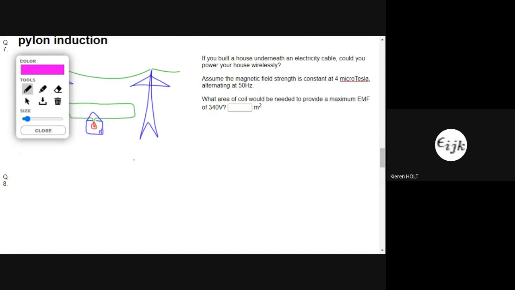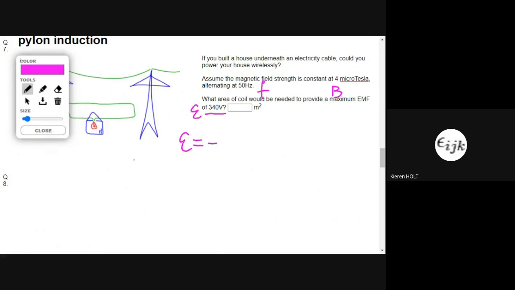Okay, pylon induction. So is it possible to induce a voltage using a large coil underneath a power line carrying alternating current? We've got a magnetic field and a frequency, and they ask us what voltage, what area we would need to provide this voltage here.